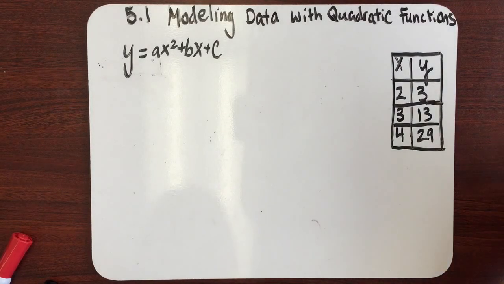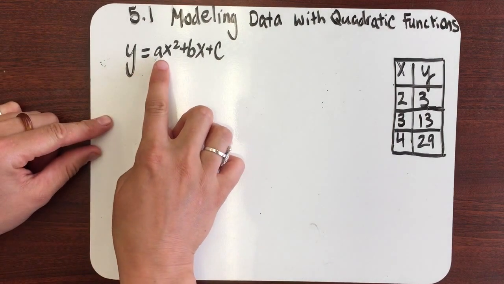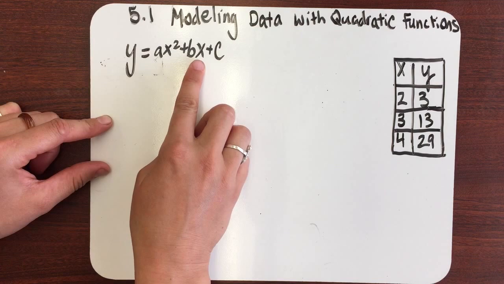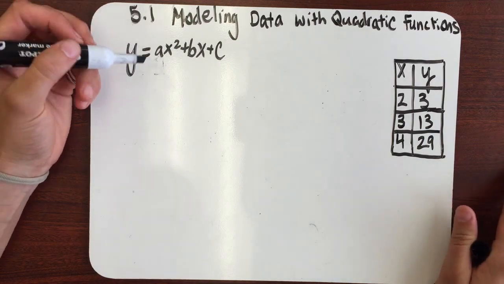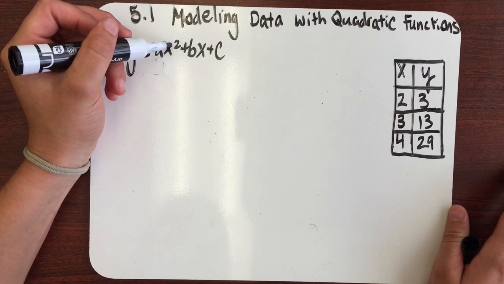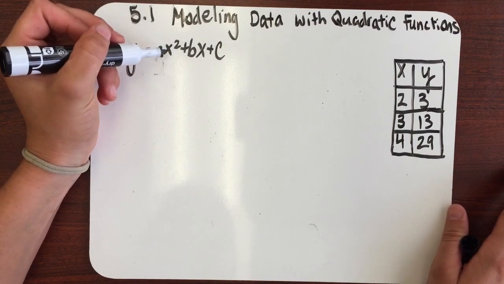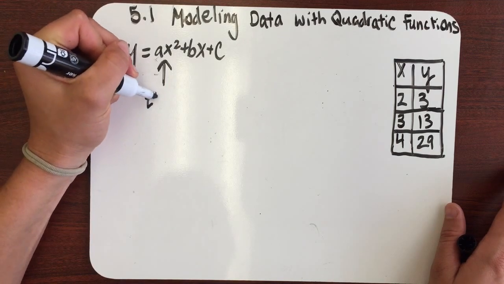Today we're going over 5.1 modeling data with quadratic functions. So standard form for quadratic functions is going to be y is equal to ax squared plus bx plus c. And that's standard form of a quadratic. And you know that it's going to be a quadratic when it has ax squared or anything with x squared in it. So therefore, this entire term is going to be the quadratic term.